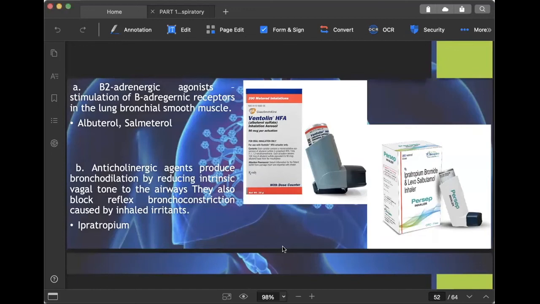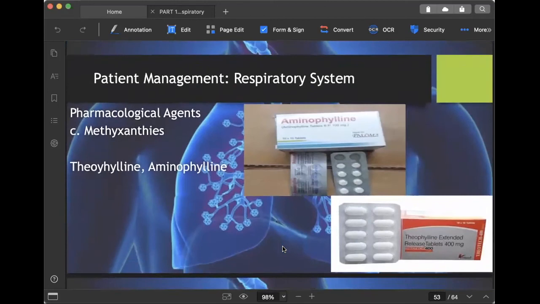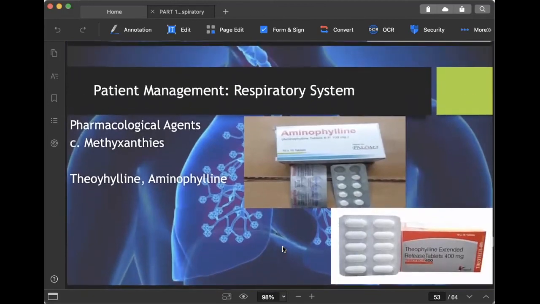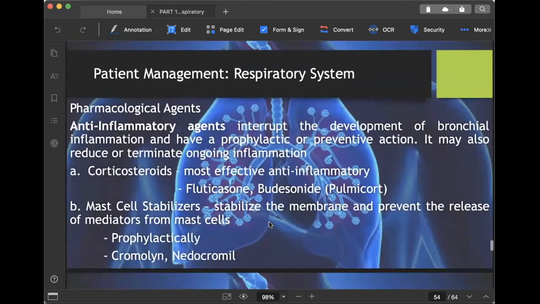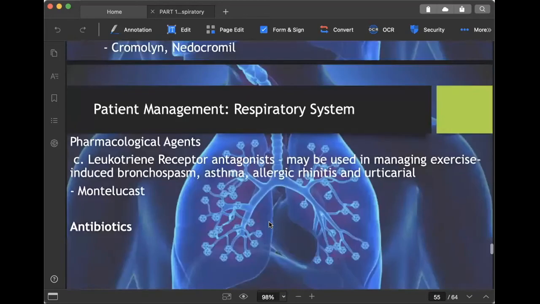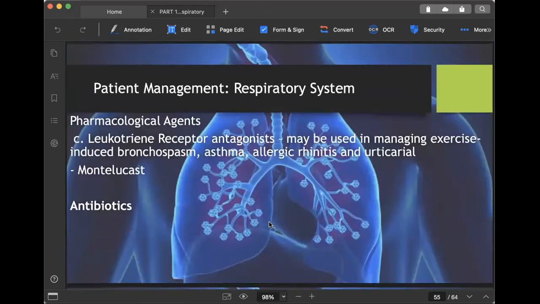Okay. We also have here your methylxanthines, like your theophylline and your aminophylline. These are used for asthma, COPD, lung conditions. You also have your anti-inflammatory, your corticosteroid, mast cell stabilizers, and your leukotriene receptor antagonists, and of course your antibiotics.